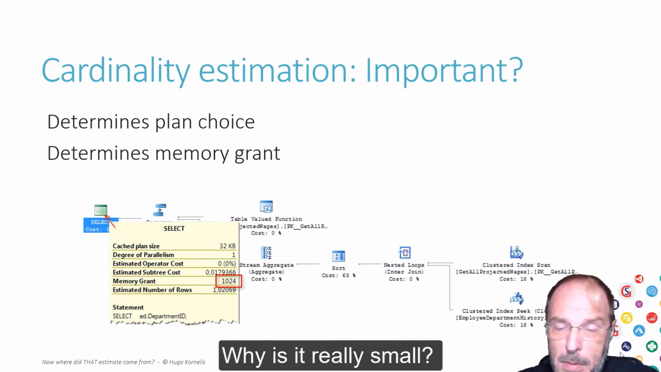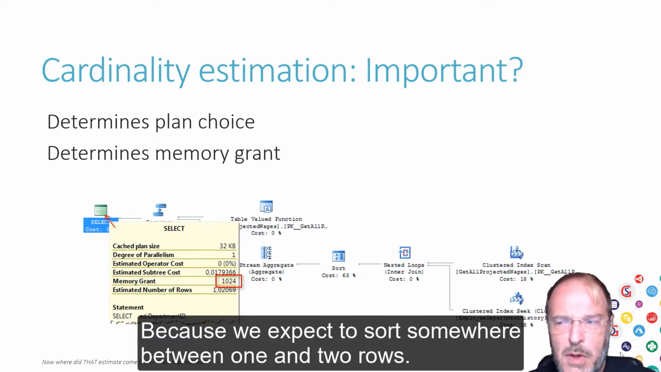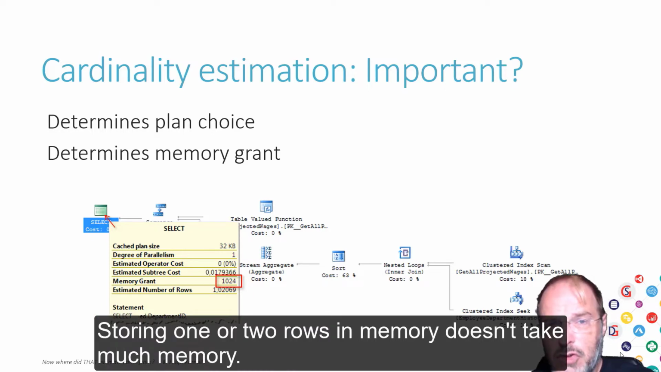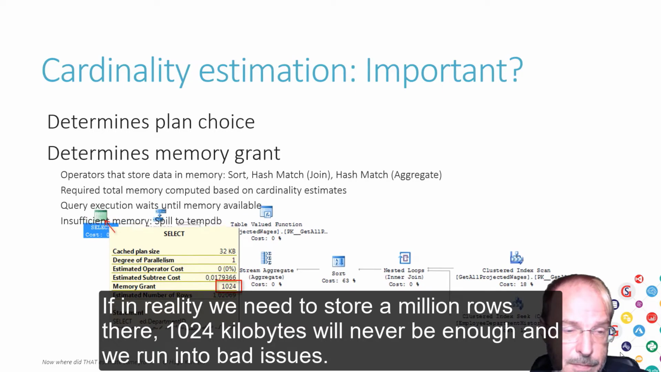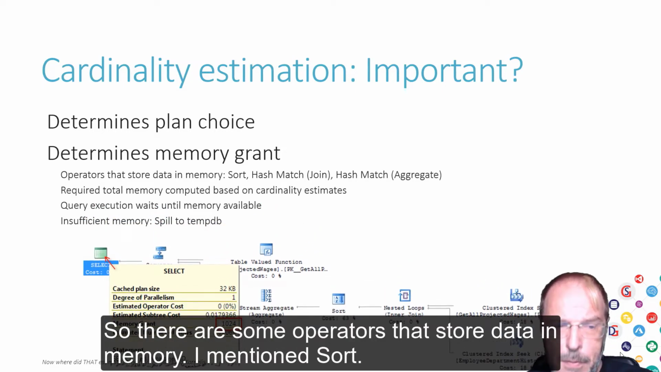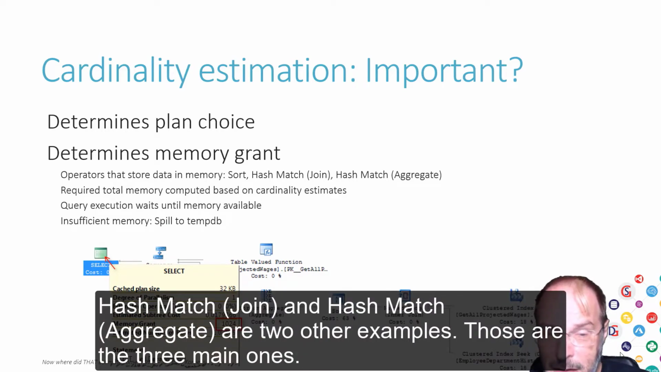Why is it really small? Because we expect to sort somewhere between 1 and 2 rows. Storing 1 or 2 rows in memory doesn't take much memory. If in reality we need to store 1,000,000 rows there, 1024 kilobytes will never be enough. And we run into bad issues. So there are some operators that store data in memory. I mentioned sort, hash match join and hash match aggregate are 2 other examples. Those are the 3 main ones.